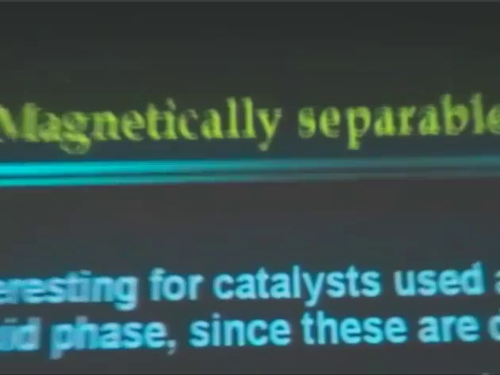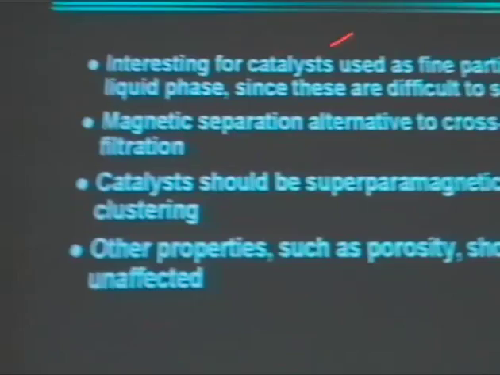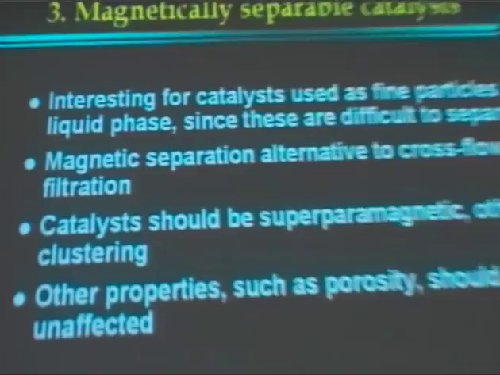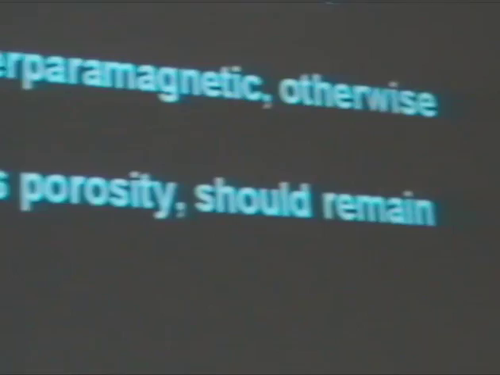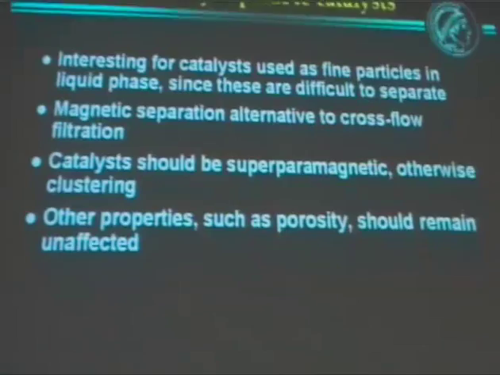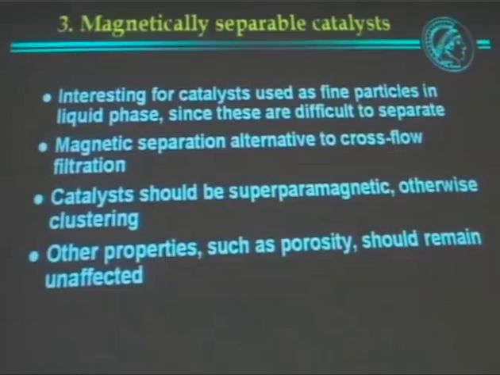Coming to the third point, now we use colloidal metal particles to create additional functionality in catalytic materials. And what we set out to do was to produce magnetically separable catalysts. They are interesting for reactions going on in the liquid phase, because there, typically you want fine particles to minimize mass transfer resistance. But if you use fine particles, they are very difficult to separate from the solution. So you typically have to use cross-flow filtration or other possibilities, which is actually not really ideal.